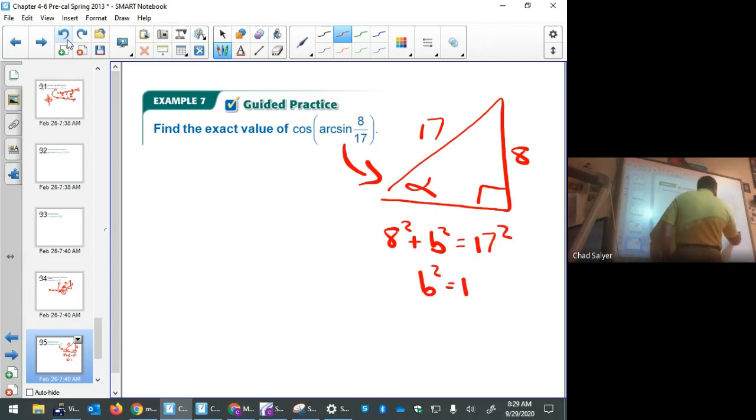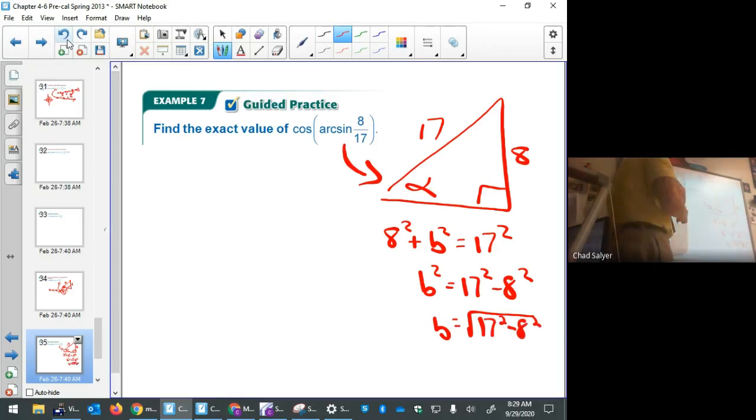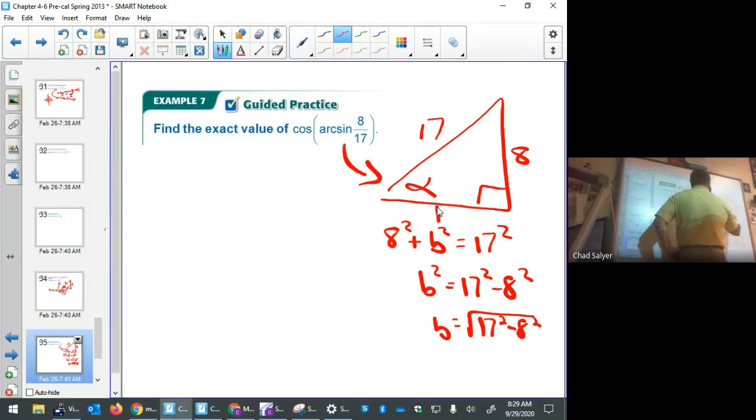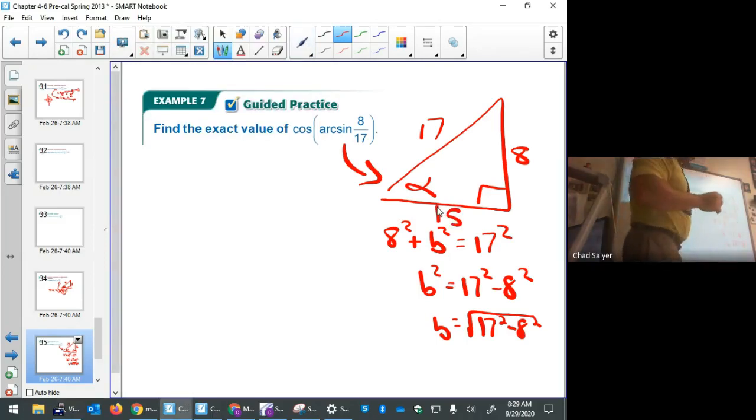So b squared equals 17 squared minus 8 squared. And b is going to be the square root. We're only concerned about the positive. 17 squared minus 8 squared. Here's a good time to use our calculator. So it is a Pythagorean triple, but not one I had memorized. So 8, 15, 17, another Pythagorean triple.